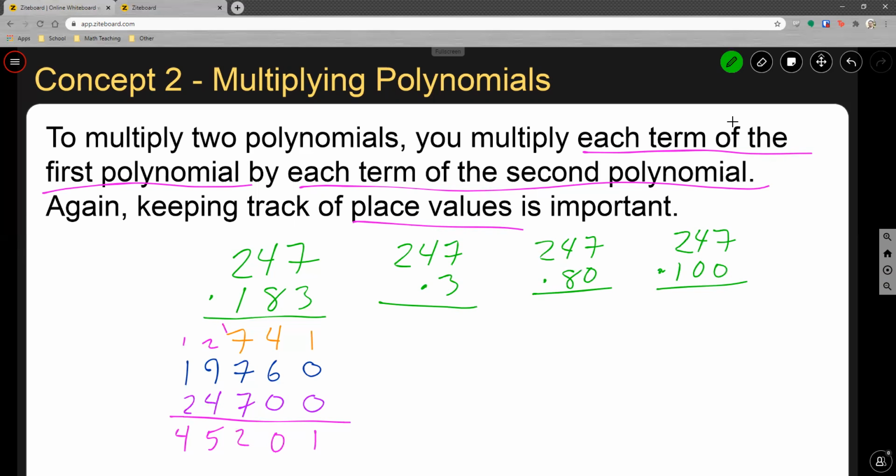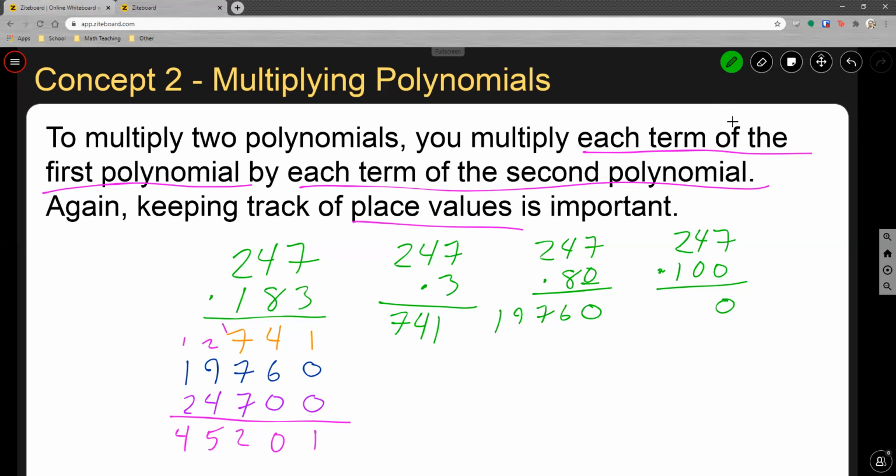3 times 247 gives me 741, like we found before. But once I'm getting to the tens place, I've got this 0 in there because I'm multiplying by 80, not by 8. So if I'm multiplying by 80, my answer is definitely going to have a 0 at the end. And then the 8 is going to multiply by 7, 4, and 2 to give me 6, 7, 9, 1, 19,760. And then lastly, when I get to the hundreds, I've got 100 times 247, not 1 times 247.